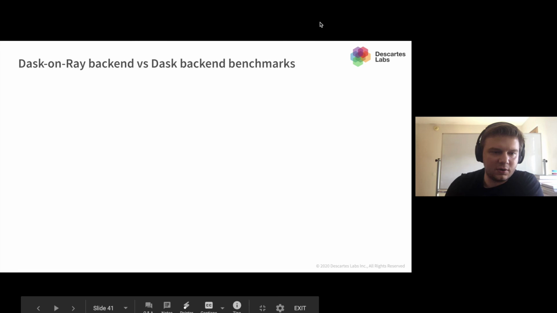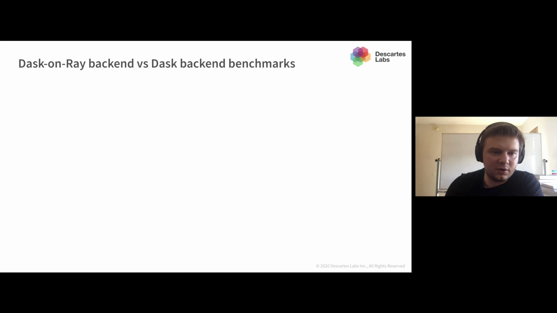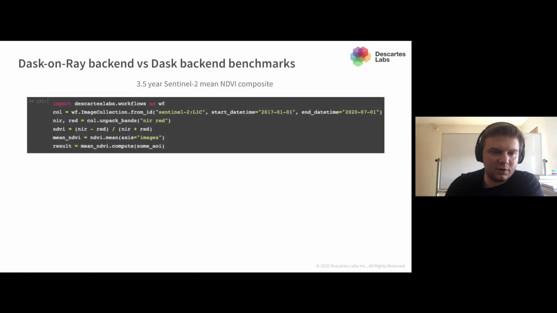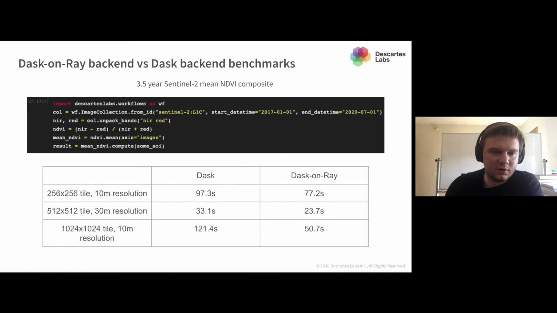And how about some benchmarks between the Dask-on-Ray backend versus the pure local Dask backend? So one example here is a 3.5-year Sentinel-2 mean NDVI composite. NDVI is a very popular vegetation index. It's basically like a 1 or 2 week proxy for vegetation health, the brightness of NDVI.